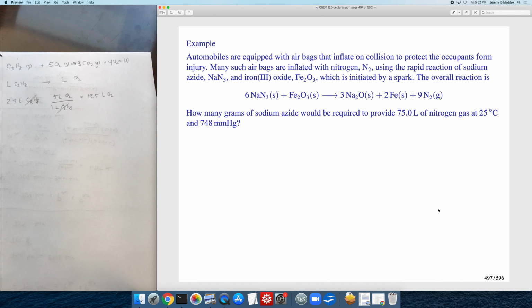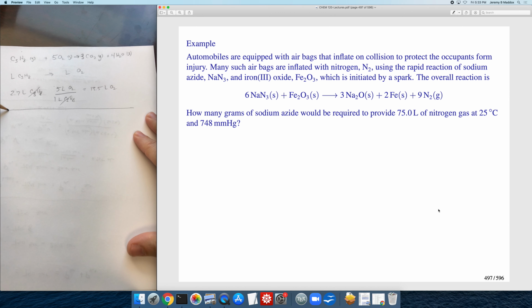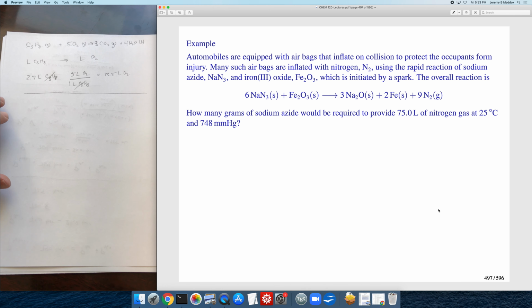Here we have a chemical reaction. I think this is my favorite chemical reaction in the whole of general chemistry. This is the airbag chemical reaction. So you have this compound sodium azide, and iron(III) oxide, both solids. You hit them with a spark, it produces sodium oxide and some iron, and then this is where the airbag gets its punch. Out pops 9 moles of gas. So you've got some solids, and then bam, 9 moles of gas are suddenly produced.